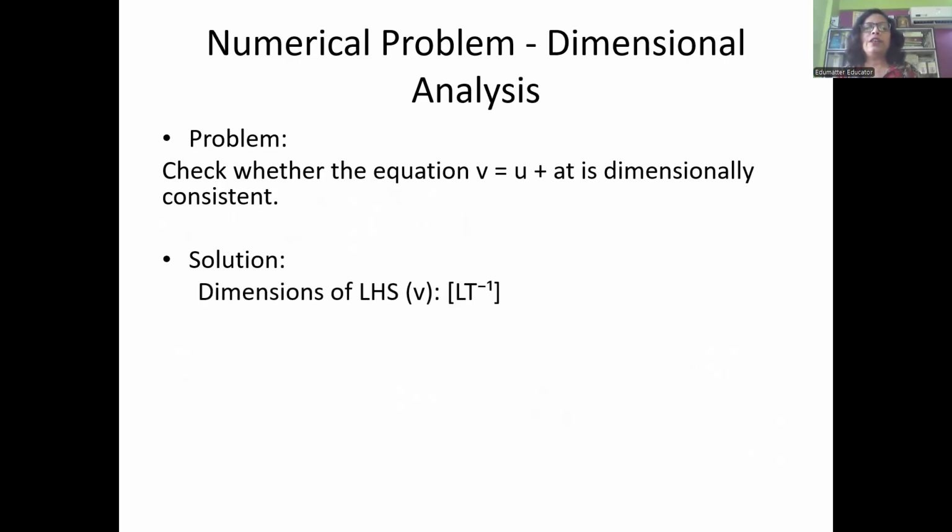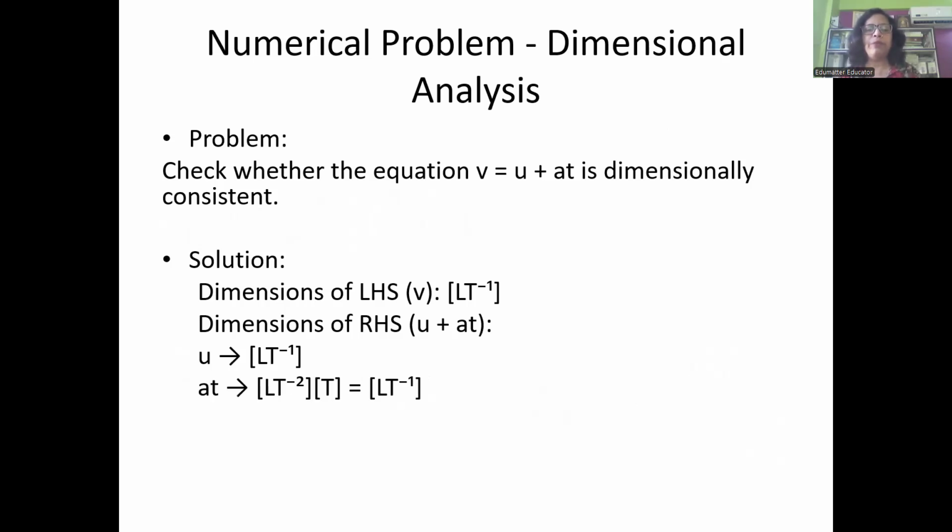So the solution goes like, first we need to write the dimensions of the left hand side, then of the right hand side. Dimension of left hand side, length per time. For right hand side, for U again it is length per time. For acceleration, it is length per time square. And for time, obviously it's time.